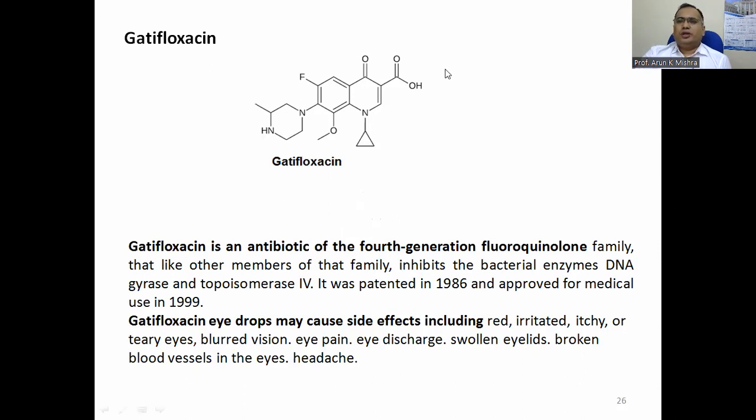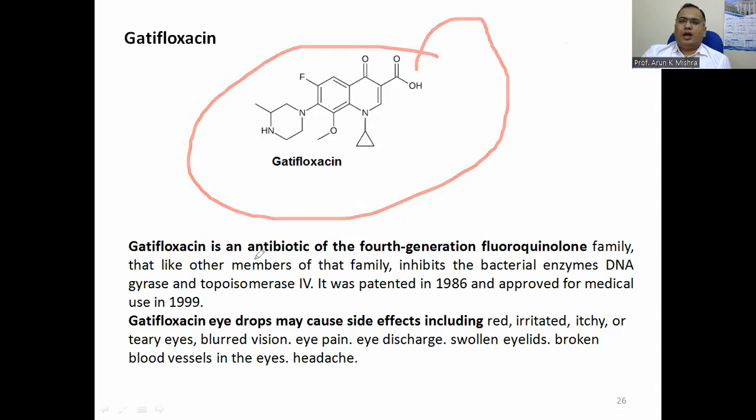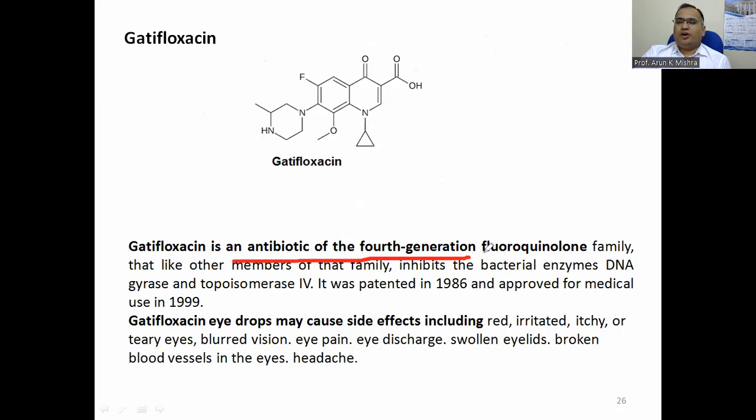On the screen, you would be able to see the structure of gatifloxacin. This is the structure of gatifloxacin. Gatifloxacin is an antibiotic of the fourth generation fluoroquinolones. Fourth generation fluoroquinolone, this line is important. Like other family members of this fluoroquinolone, it inhibits bacterial DNA gyrase and topoisomerase 4, meaning the cutting, introduction, and resealing part is inhibited by inhibiting the topoisomerase.